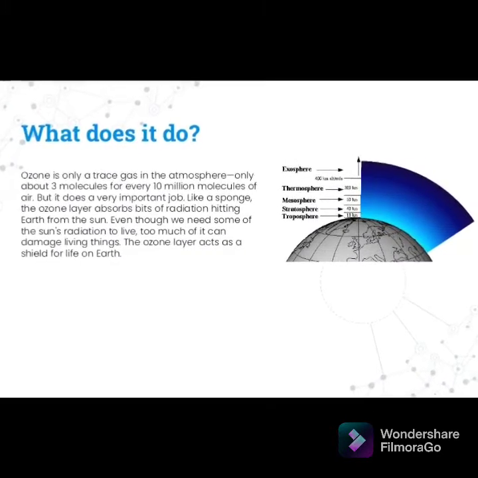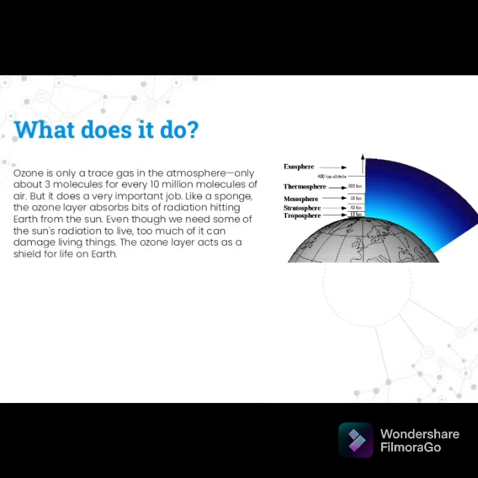Ozone is only a trace gas in the atmosphere, only about 3 molecules for every 10 million molecules of air, but it does a very important job. Like a sponge, the ozone layer absorbs bits of radiation hitting Earth from the sun. Even though we need some of the sun's radiation to live, too much of it can damage living things. If the ozone layer was absent, millions of people would develop skin diseases and may have weakened immune systems. So basically, the ozone layer acts as a shield for life on Earth.